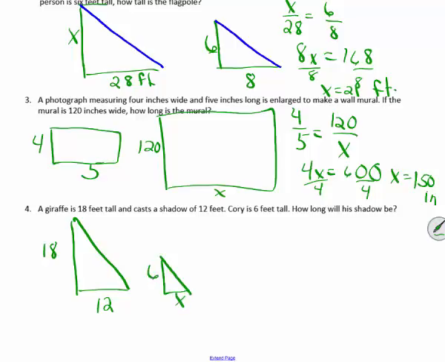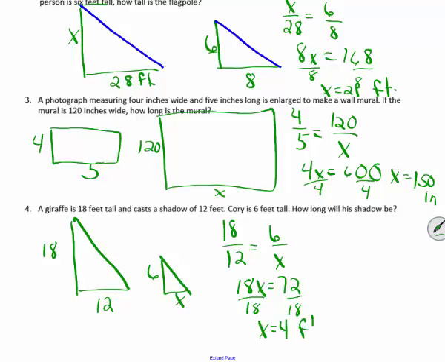Now we're talking about a reduction here. So we have the object over its shadow, object over shadow. So 18x equals 72. Divide by 18, and you should get 4 feet.